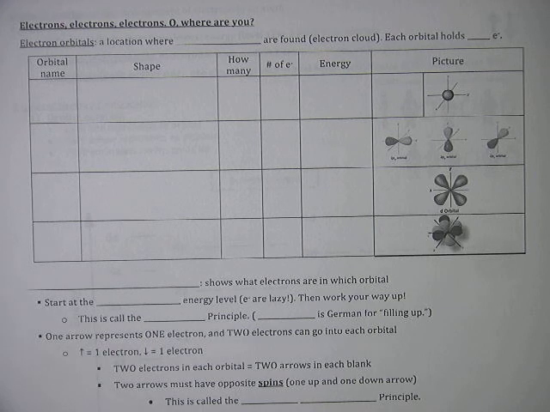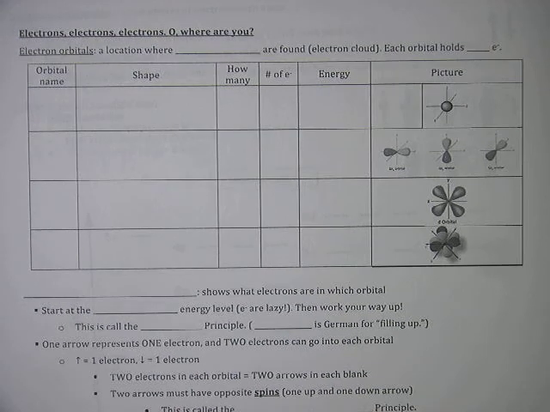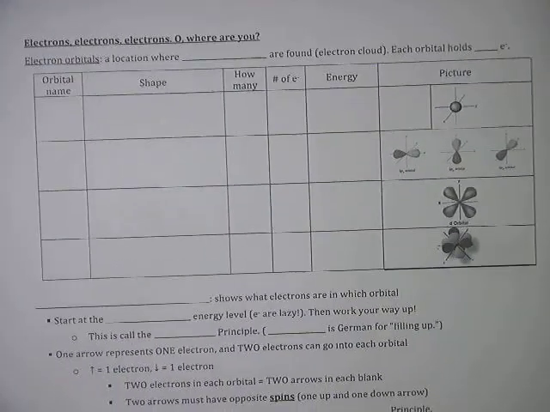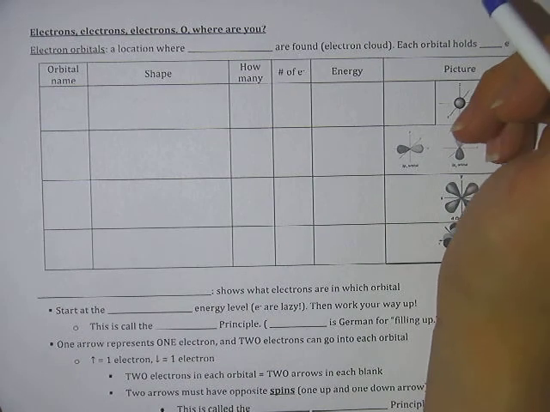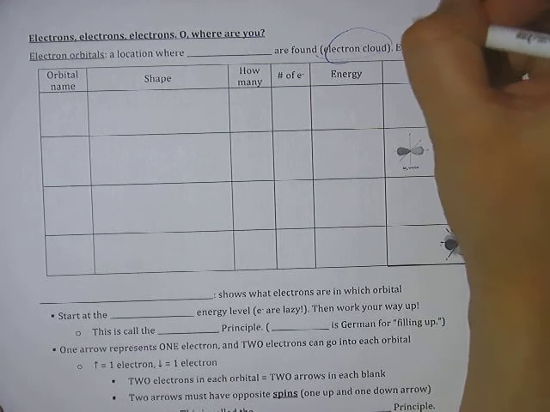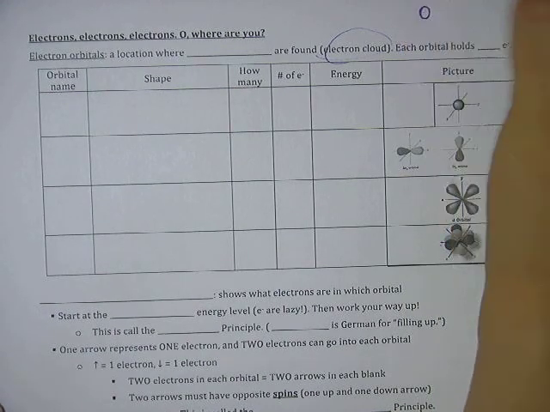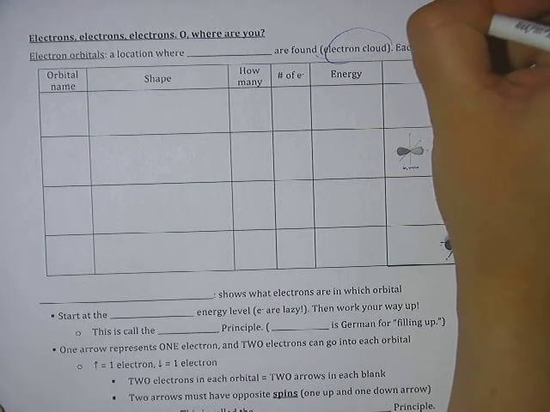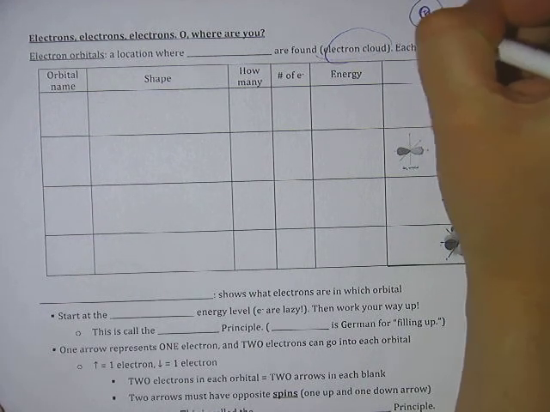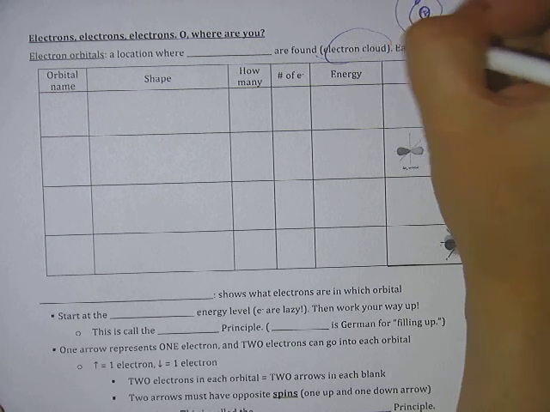So on page 31, we're starting a new unit today. It's about electrons and where you can find electrons inside of the atom. So we have talked about before that electrons are in the electron cloud, where we talked about, like, okay, there's a nucleus, and that's where all the protons and neutrons are, and then outside the nucleus is what we call the cloud, where the electrons are.